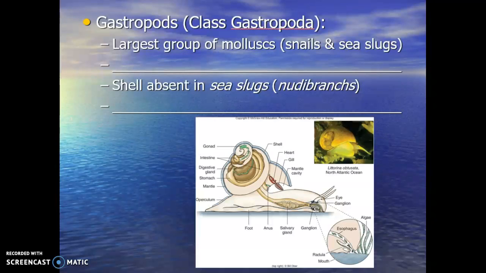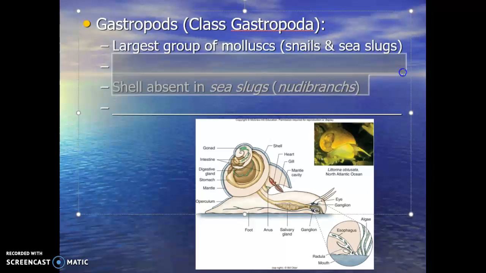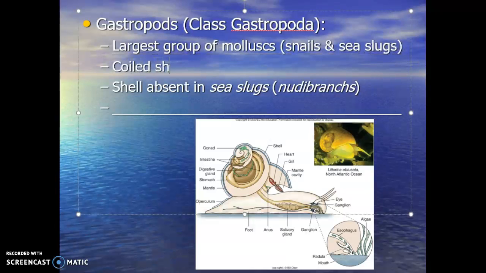There are going to be 4 classes of mollusks that we're going to look at. So the first class, Gastropoda. These are known as the gastropods. This is actually the biggest group of mollusks out there. These are your snails and a group called the sea slugs. All right. Now, the main feature for the gastropods is that they have a coiled shell on top of their body.